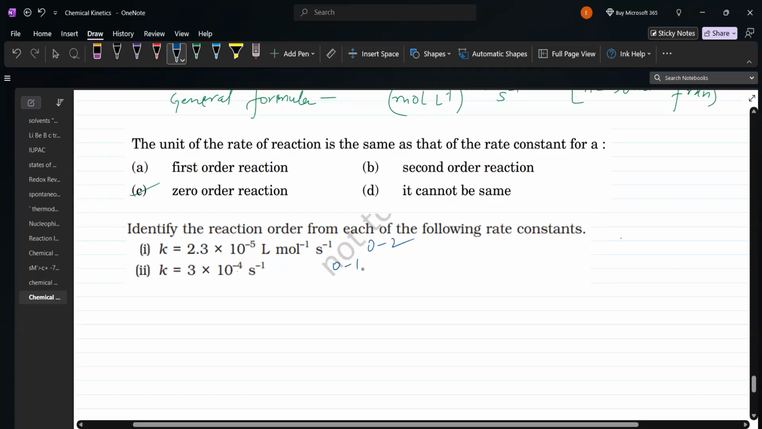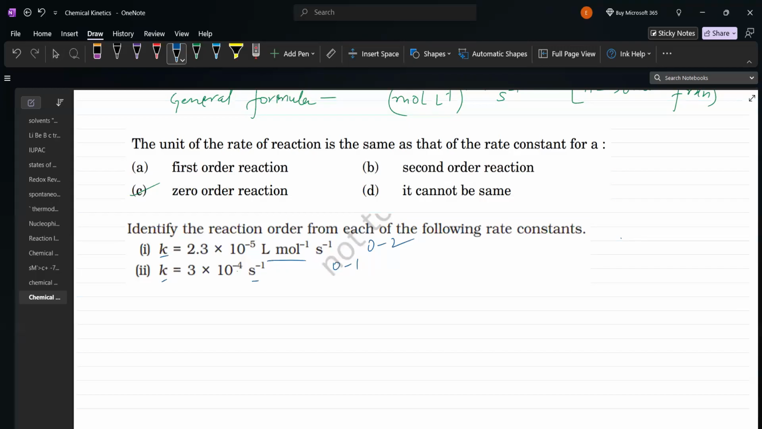Good. Just by seeing the unit of k, obviously not the value of k, with the unit of k you can directly comment what is the order of reaction, right? Understood? Yes, sir. Now we will see another topic.